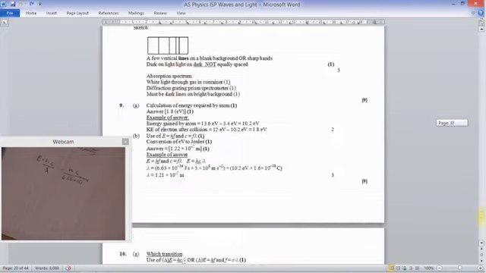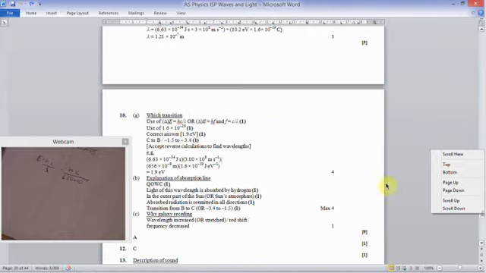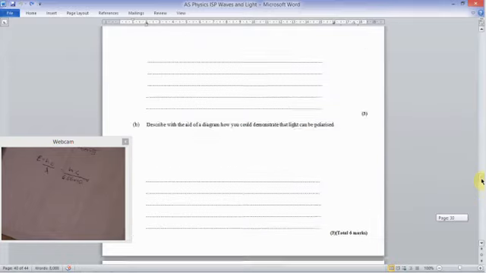Let's double check that. Okay, so light of this wavelength is absorbed by the outermost layer of the sun, absorbed and re-emitted in all directions. So that's that transition we talked about from B to C. Right, final point on here.